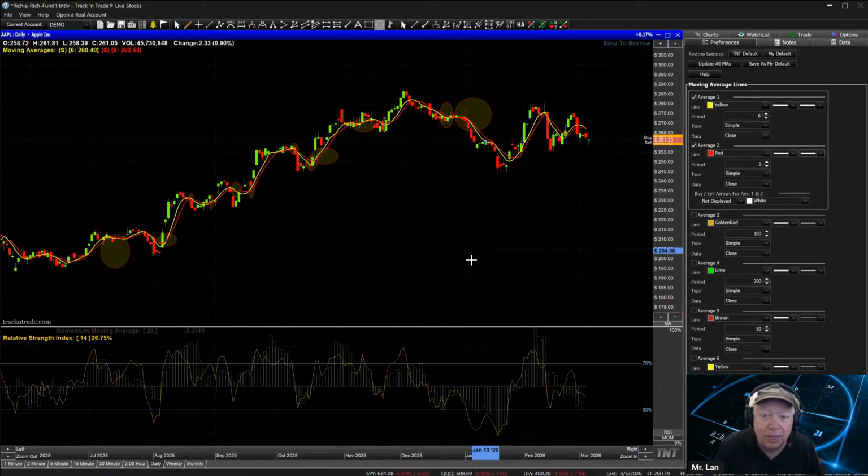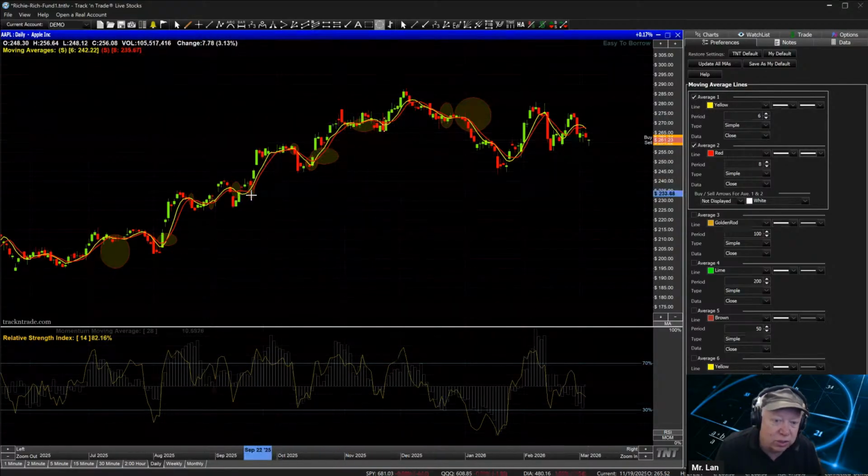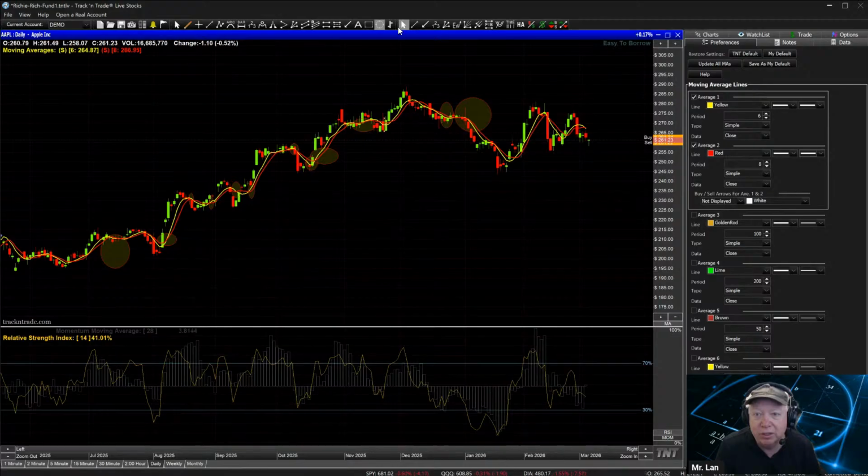You see them a little better. All right, so right in here you're getting lots of whipsaw, in and out, in and out, in and out, in and out, as you go through some of these different zones of moving averages.